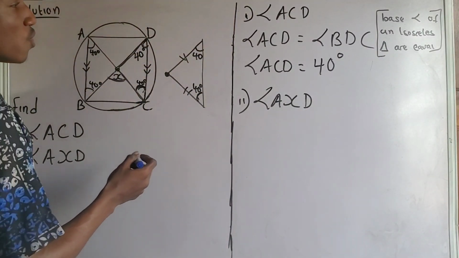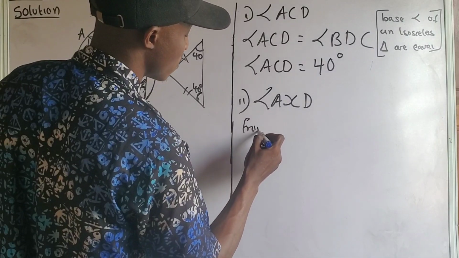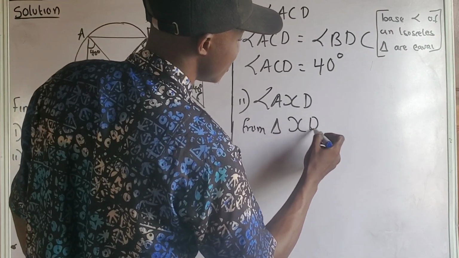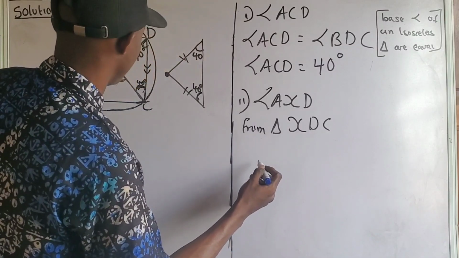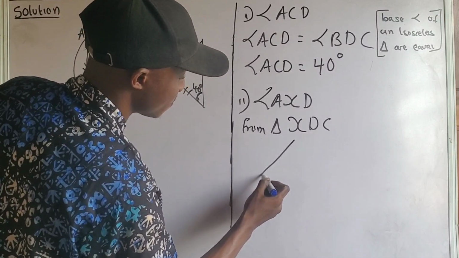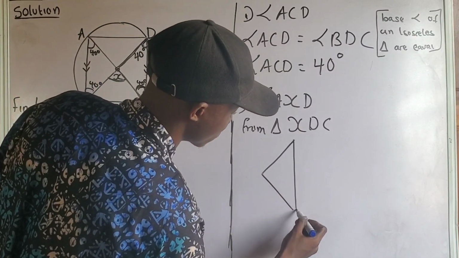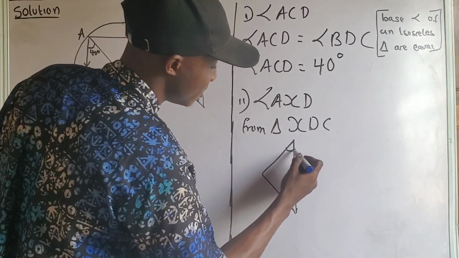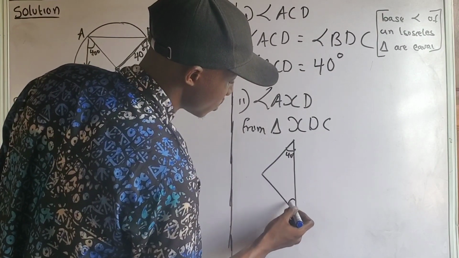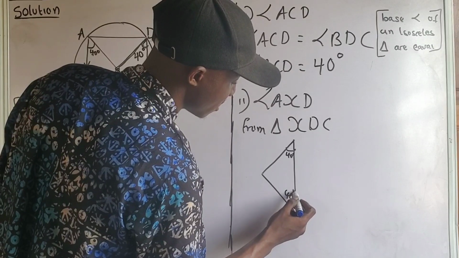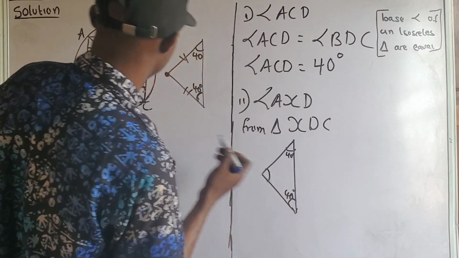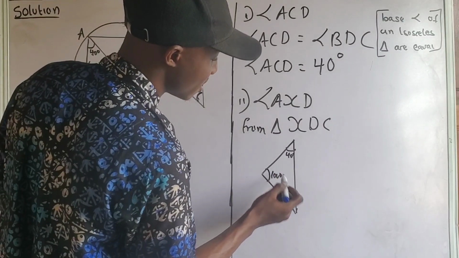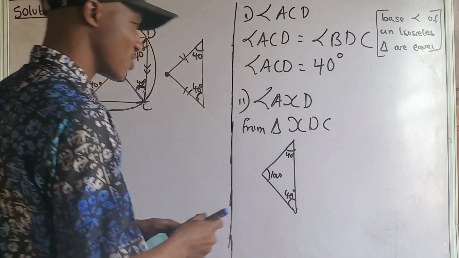Now from triangle XDC, this triangle, listen, from this triangle XDC, this is 40 degrees, right? 40 degrees. This is also what? 40 degrees. Now, what will be this angle? This angle that is here will be what? 100 degrees. Please pay attention. This is what I'm trying to say.